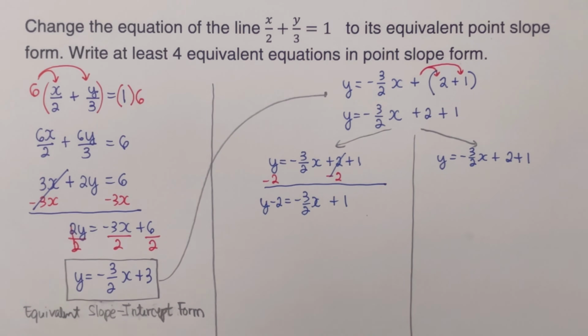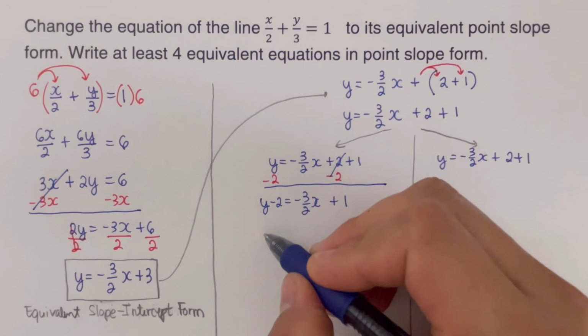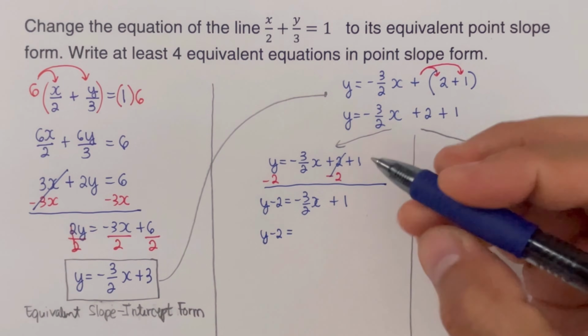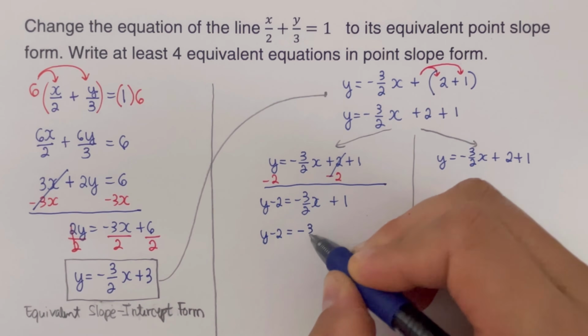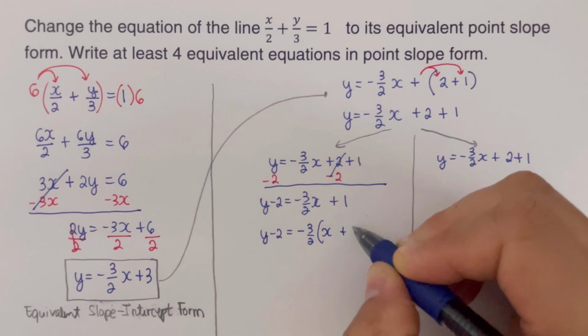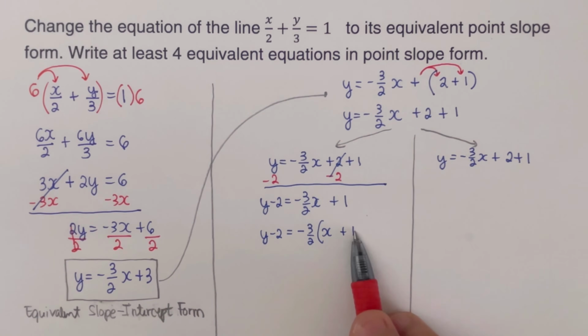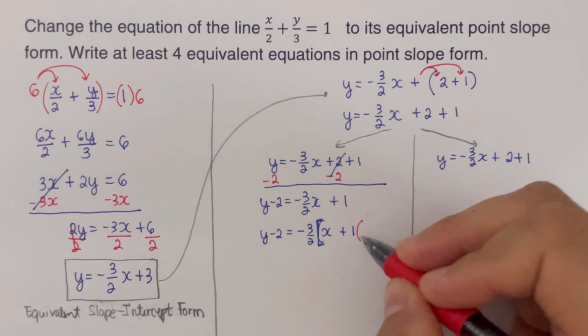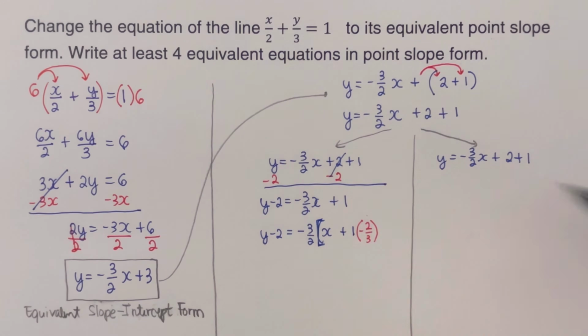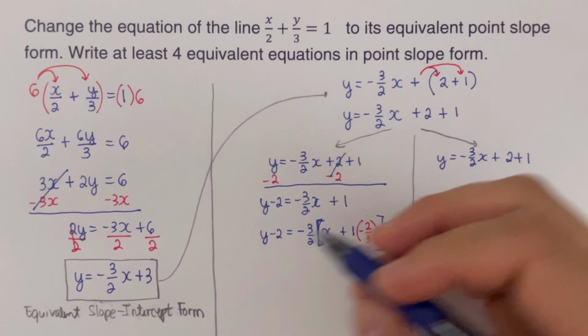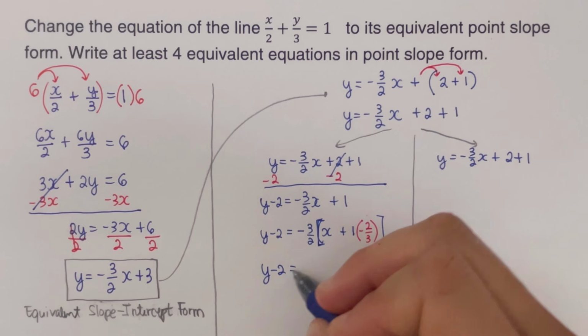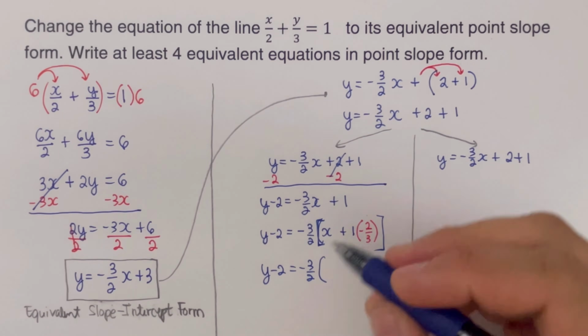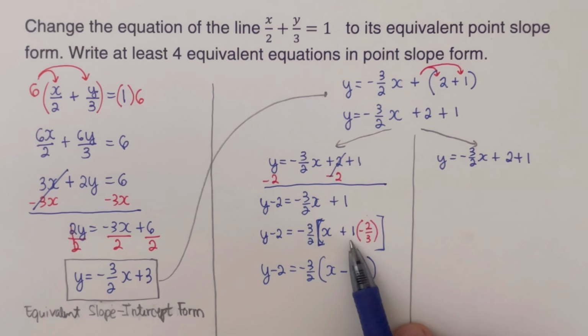Now we are going to isolate this slope right here. So this would come out y minus 2 equals, isolating it, negative 3 over 2 x plus 1. The trick is we are going to multiply this constant here by the reciprocal of the slope. So that would be multiplied by negative 2 over 3. And so our equation would come out: y minus 2 equals negative 3 halves, and that would be x minus 1 times negative 2/3, which is negative 2/3.